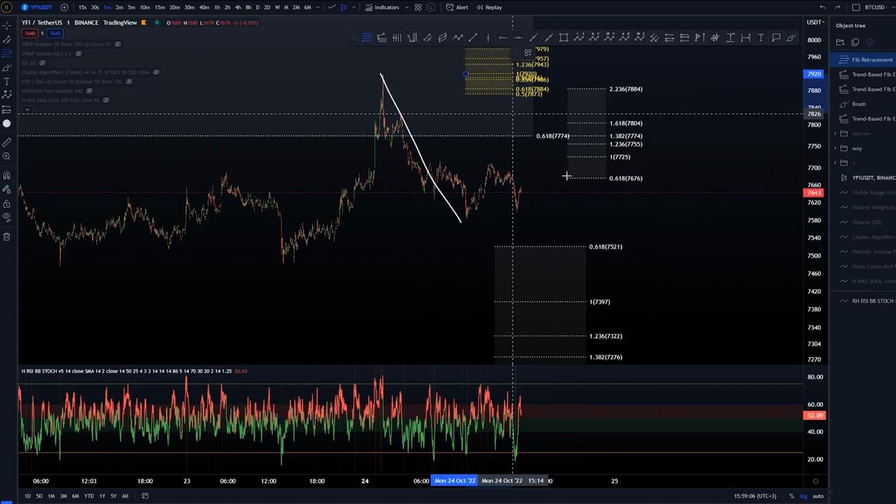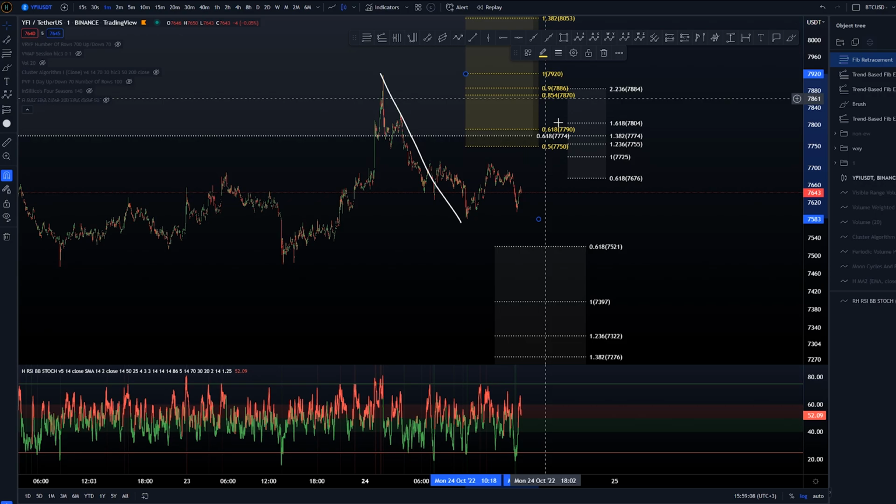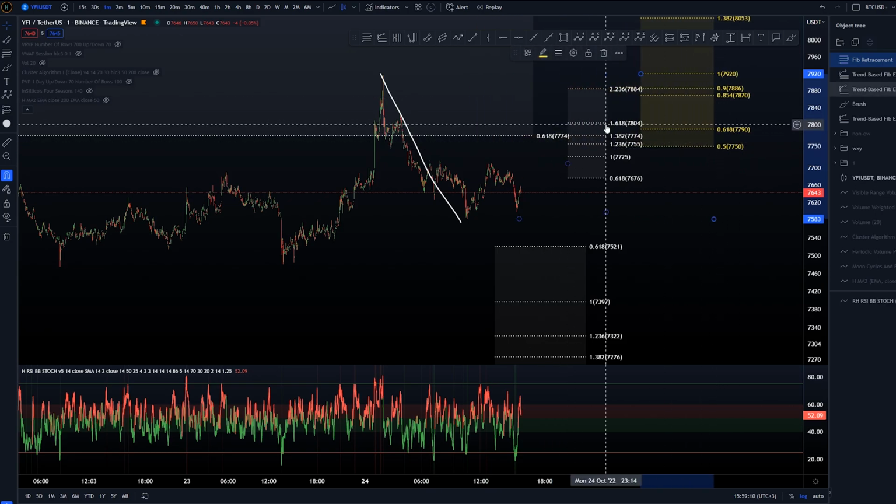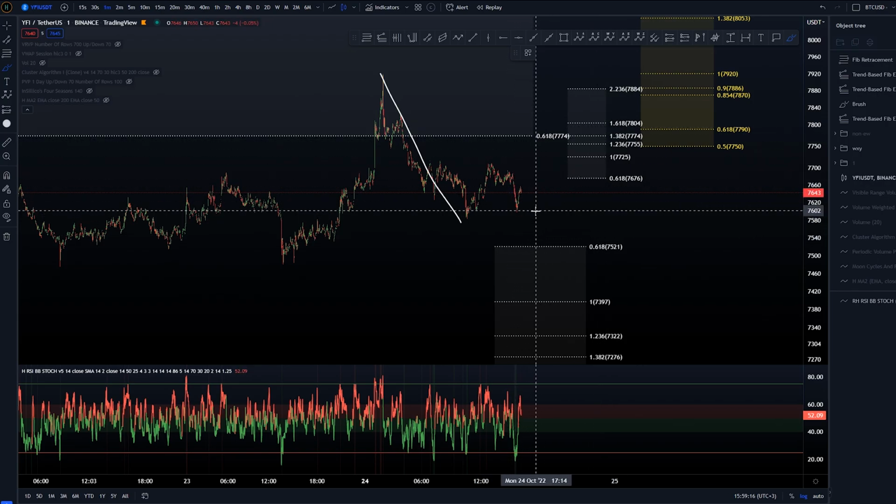Let's take a look at also the retracement here, what we're getting. Golden Pocket is all the way up at the 1.618, so it is very high up in there. So we'll see how that turns out.